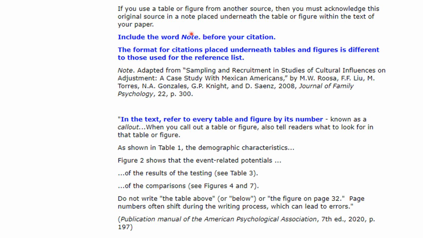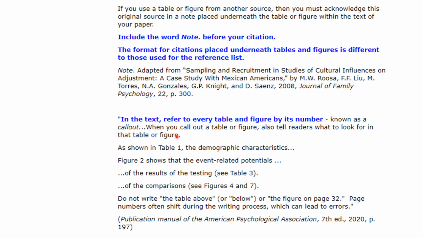Include the word note before your citation. The format for citations placed underneath tables and figures is different to those used for the reference list. Here is an example. Okay, so if you borrow a table or a figure from another source, this is how you cite the source. Note, adapted from the title, who created this, or who are the authors, year, and the title of the journal, volume, and then page number.